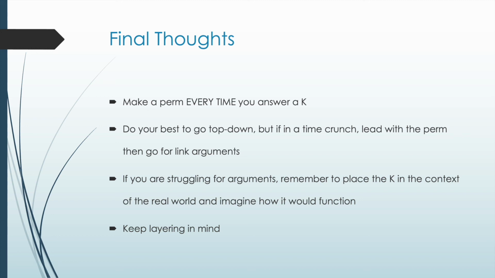So those are all of the parts of the K. Some final thoughts. I just want to emphasize one more time. Every single time you answer a K, you should be making a perm. A perm is a thought experiment, so there's a lot of different ways that we can use our thought process to approach the perm in a different way. There's always a way to make a perm against a K. You just need to be a little bit creative sometimes in how you do it.